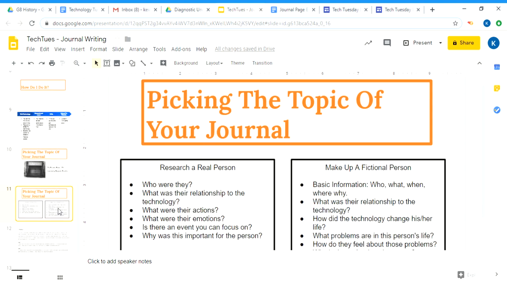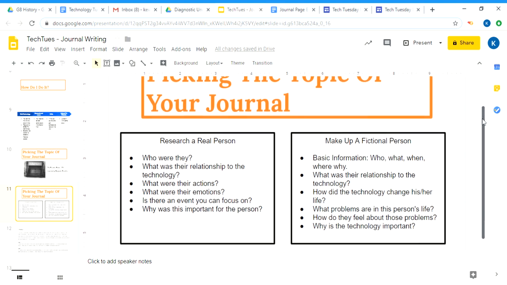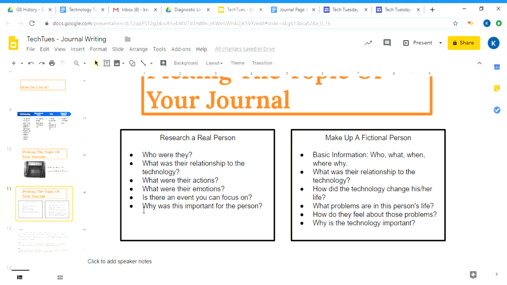Now, for my journal, I really have 2 options. I could do a real person. Well, for my technology, that'd be easy. I would do Benjamin Franklin. So I would write my journal from the point of view like I was Benjamin Franklin. So I would need to learn about who Benjamin Franklin was, learn about his relationship to the stove, his emotions about creating it. Is there a certain event that I can focus on and why the stove was important?